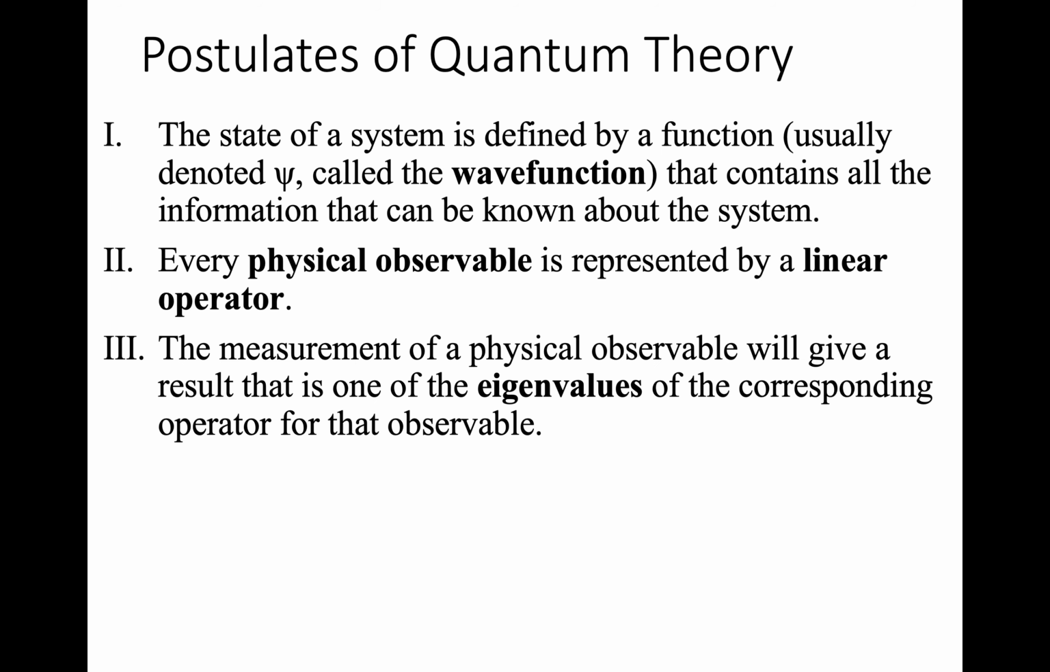So the way that we're going to use quantum mechanics is we put together these parts of our plan, the postulates. So we're going to say that the state of the system is defined by a function, our wave function, psi, that contains all the information that we can know about it. Every physical observable is represented by a linear operator. The things that we can observe, we can get that information by using the corresponding linear operator. The measurement of a physical observable will give a result that's one of the eigenvalues.